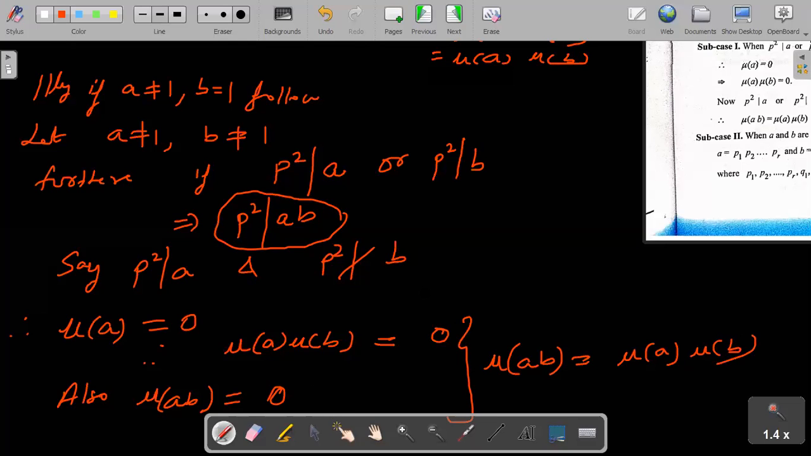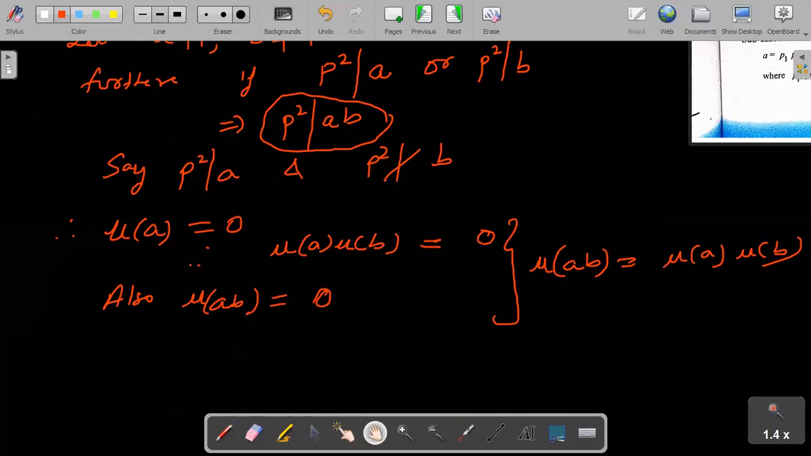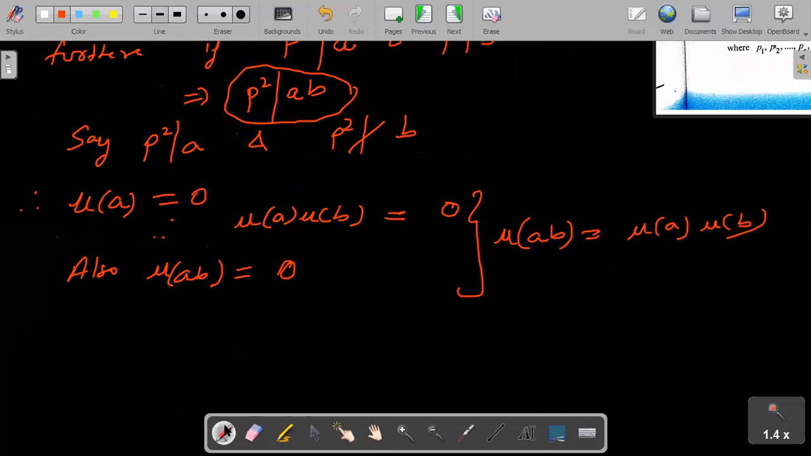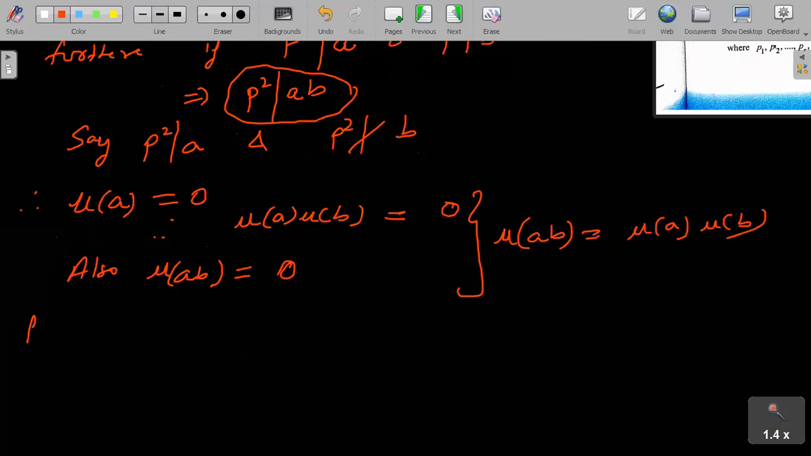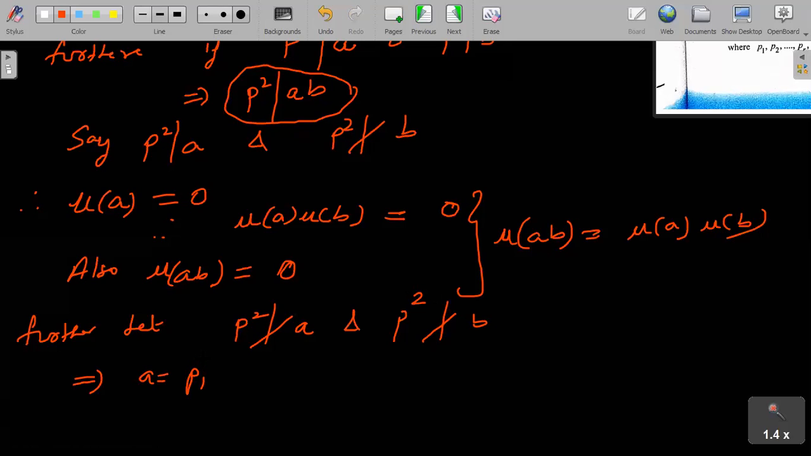So this was the case where p squared divides either a or b, it divides one of them. Now let us assume that p squared does not divide a and p squared does not divide b either. This is the case that remains. So what does this mean? No prime's square divides either a or b. This means that a will be some primes, so p1 r1, p2 r2, and so on up to ps rs, and b, oh sorry, not r1, r2, rs, I'm sorry.